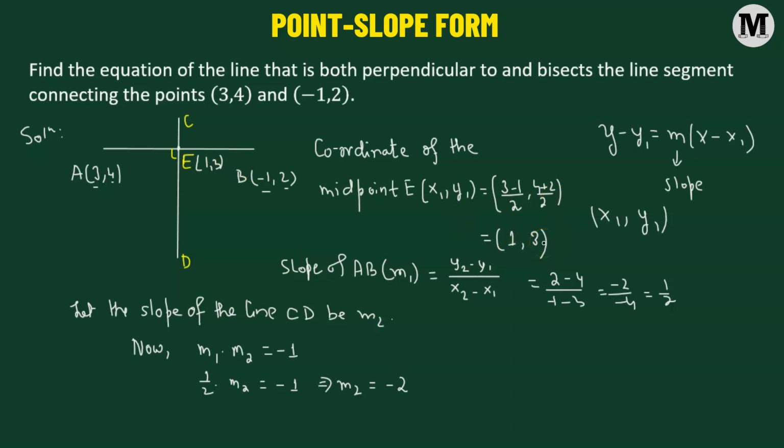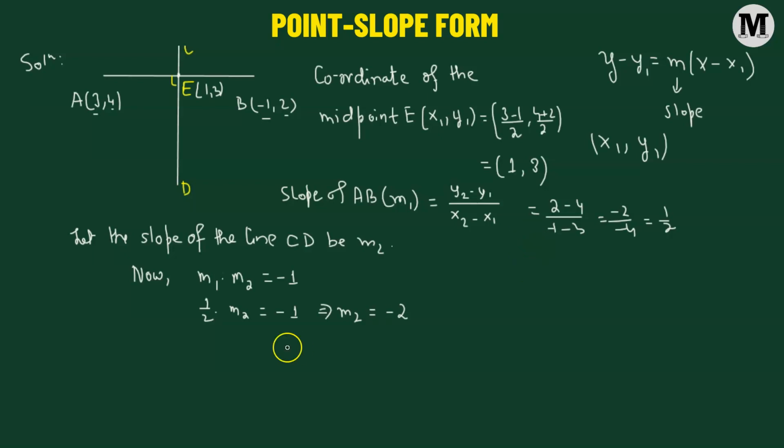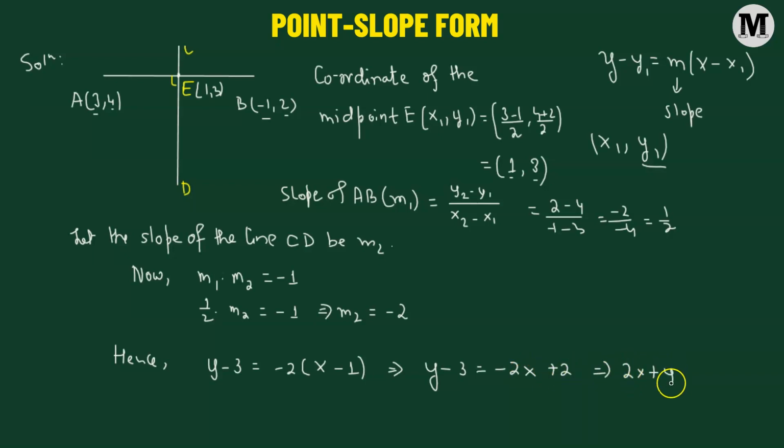So now we are ready to find its equation using the point slope form. Hence we can say y minus y1, where y1 corresponds to the point 3, equals the slope, which is -2, multiplied by x minus x1, where x1 is 1. So this will be y minus 3 equals -2x plus 2, which means we have 2x plus y equals 5. So this is going to be the required equation of the line.